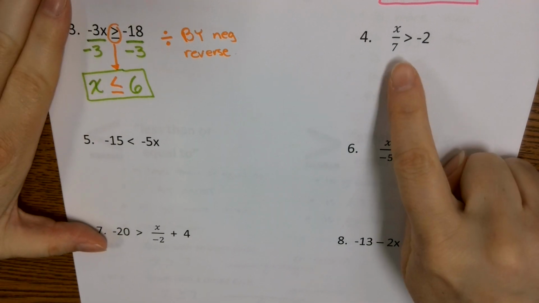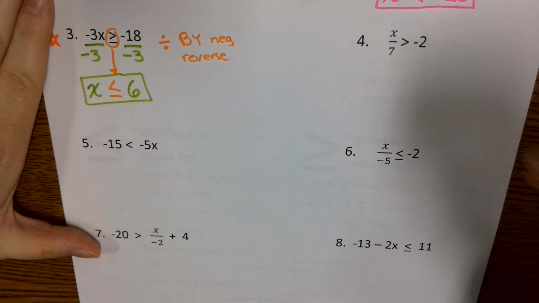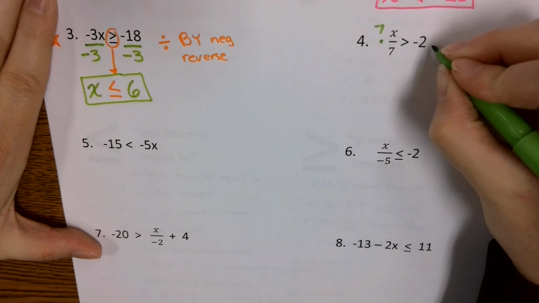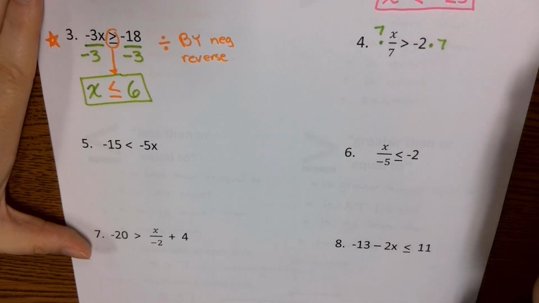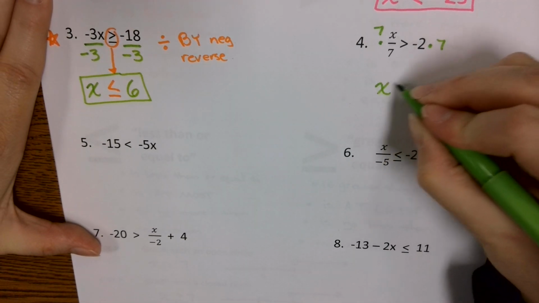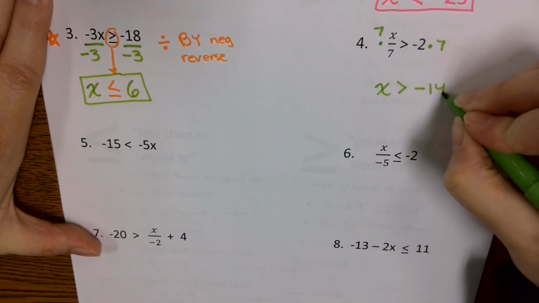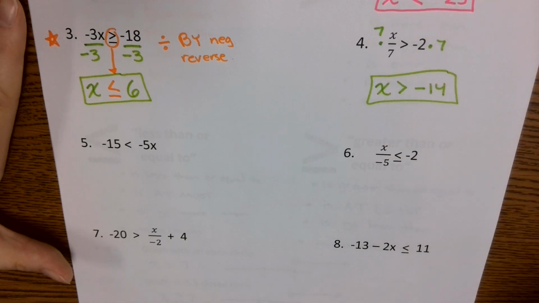Okay, so for problem number 4, your inverse operation in this case is going to be multiplication. You would multiply both sides by a positive 7. Again, it's multiplication, but we're multiplying by a positive, so that's not going to have any effect on your inequality. You're going to get x is greater than negative 14. That would be an open circle graphing to the right.